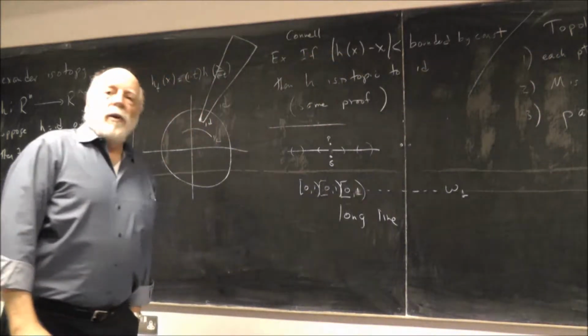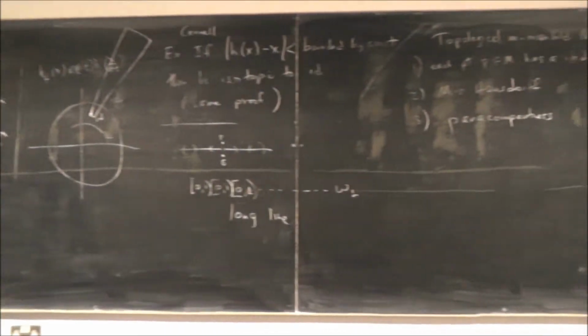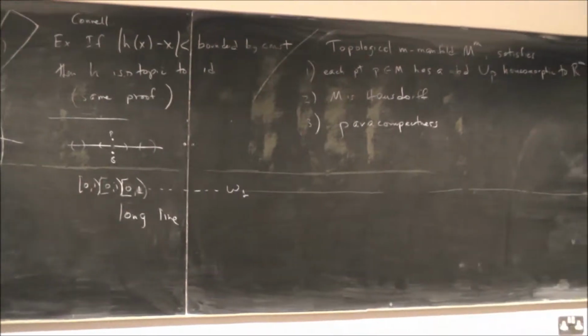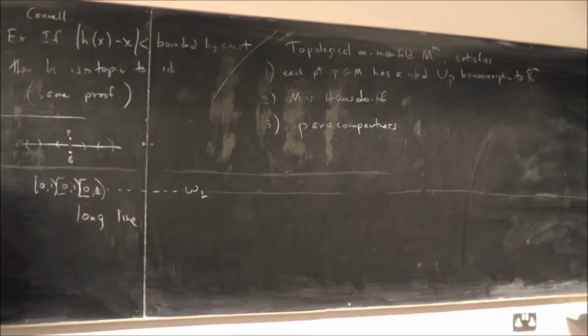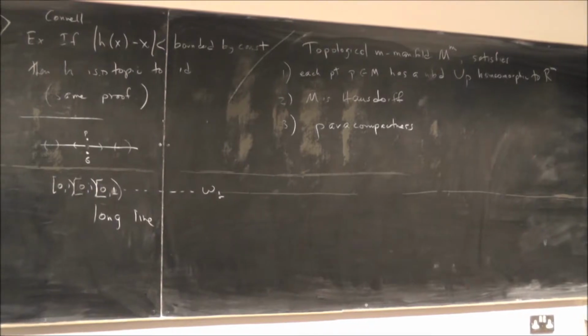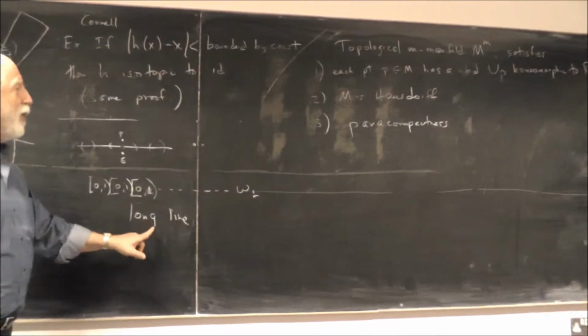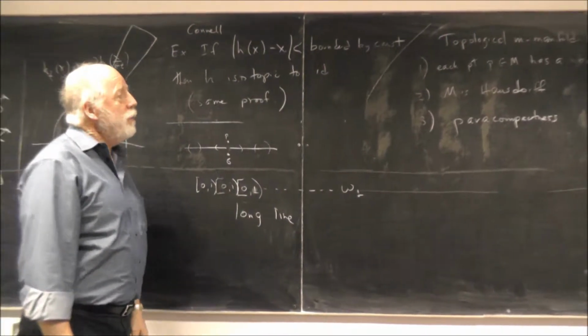which is, what do you have to have? Locally finite, the cover has a locally finite subcover. Whatever the definition is, it avoids the long line, and that's what we want to avoid.